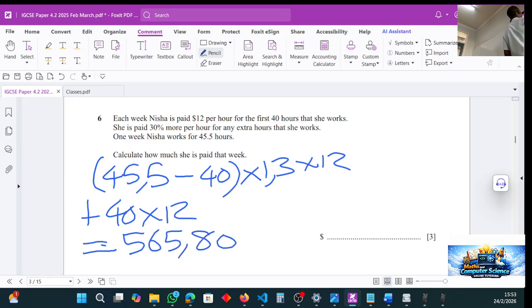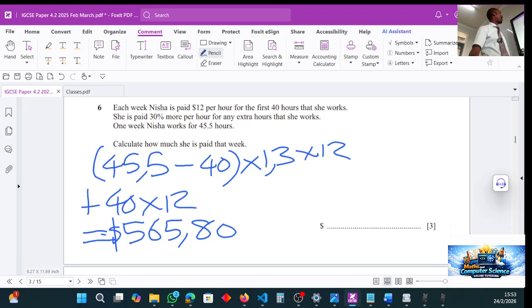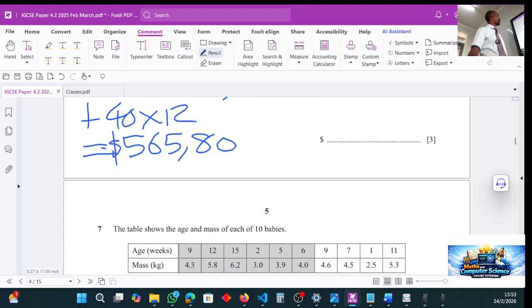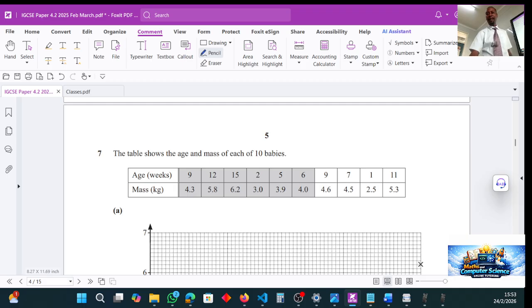Now, because it's currency, it's going to be in dollars and cents. I think that's it for number 5 and 6. All right. So take a break, then we'll proceed with number 7.